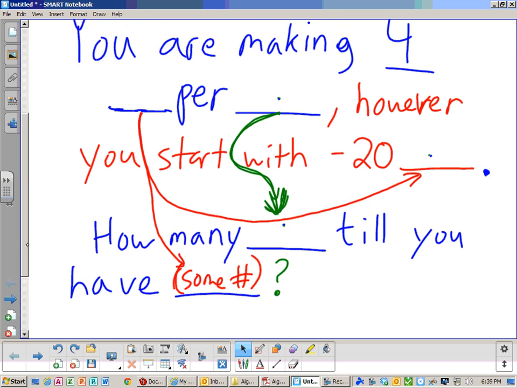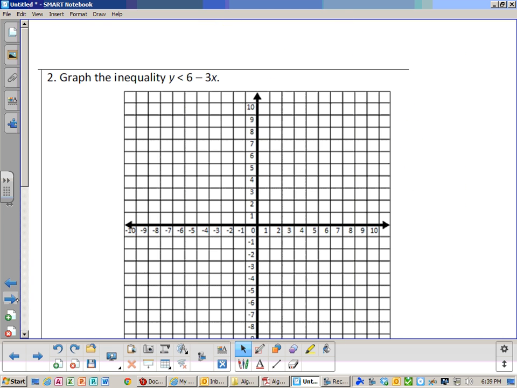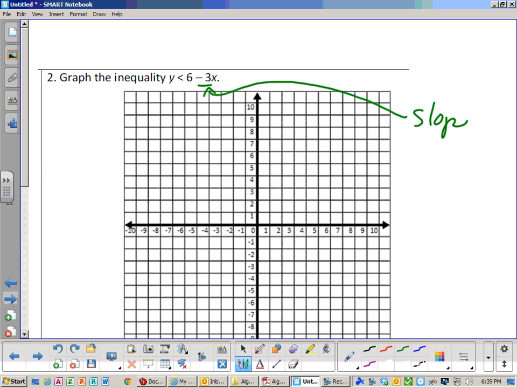All right. Look over here, graph the inequality. Once again, pretty easy. Don't forget that the slope is always the number next to x. In this case, -3 is your slope, and the 6 is your y-intercept.